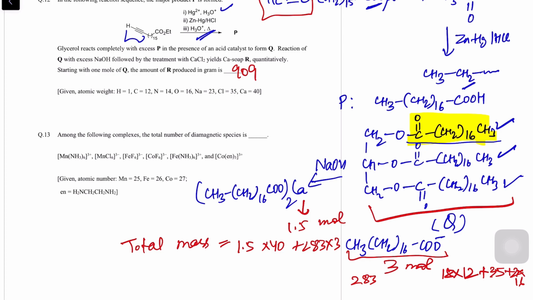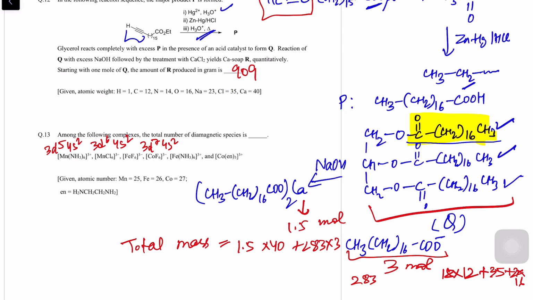Among the following complexes, the total number of diamagnetic species. So first you've got to see the d orbital configuration of the central metal in all these complexes. Manganese is 3d5, right, 4s2, and iron is 3d6, 4s2. Cobalt is 3d7, 4s2.